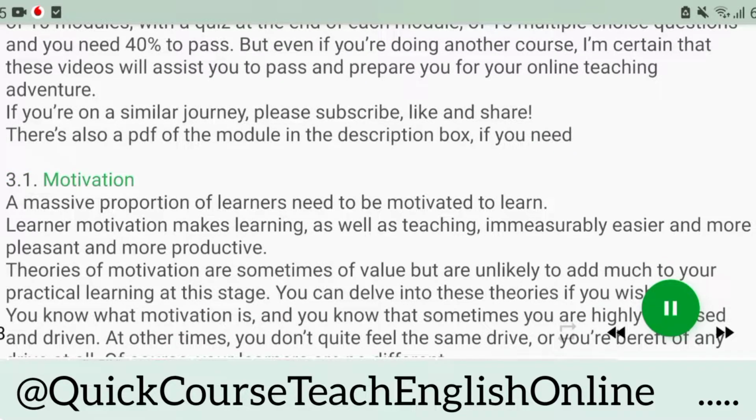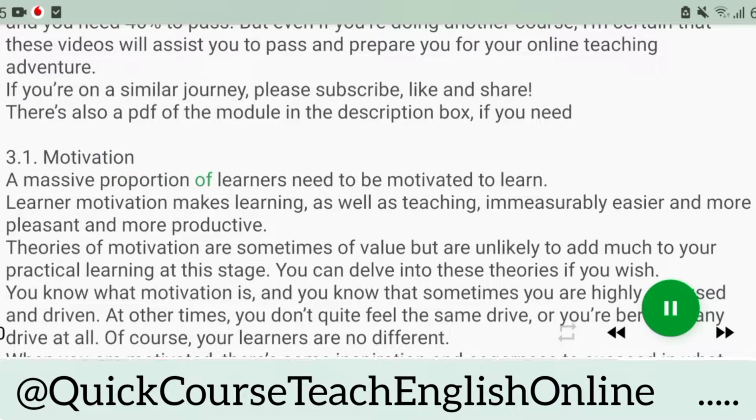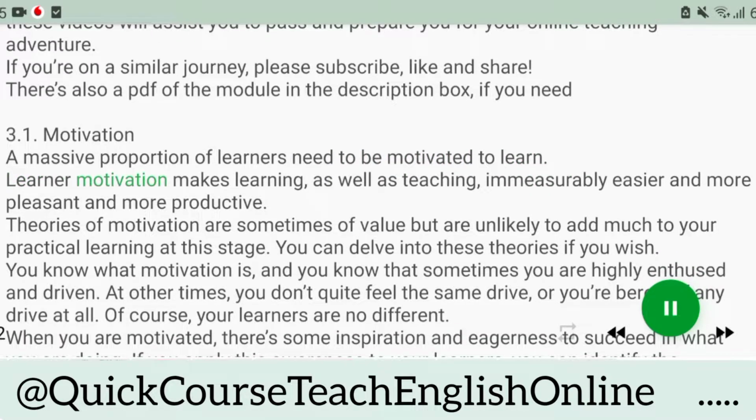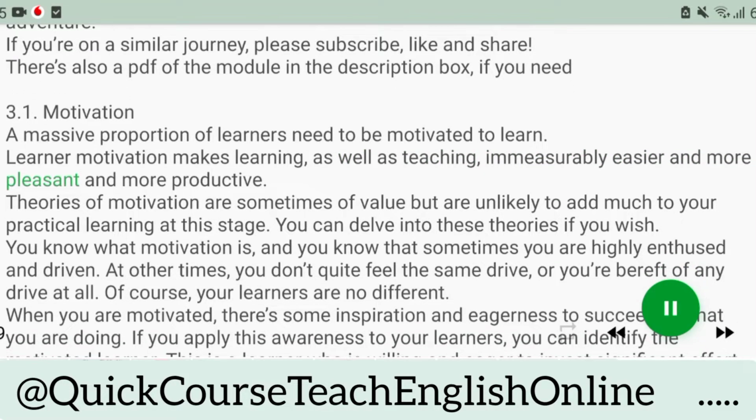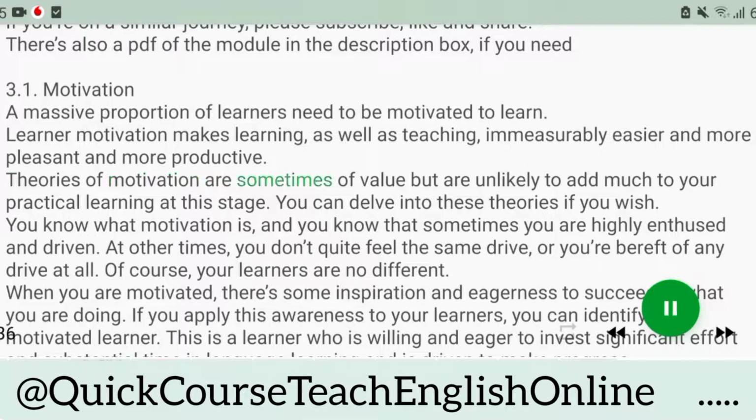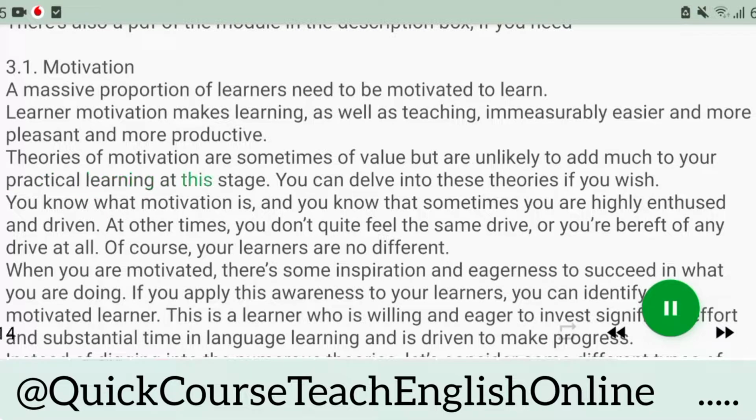3.1. Motivation. A massive proportion of learners need to be motivated to learn. Learner motivation makes learning, as well as teaching, immeasurably easier and more pleasant and more productive. Theories of motivation are sometimes of value but are unlikely to add much to your practical learning at this stage. You can delve into these theories if you wish.